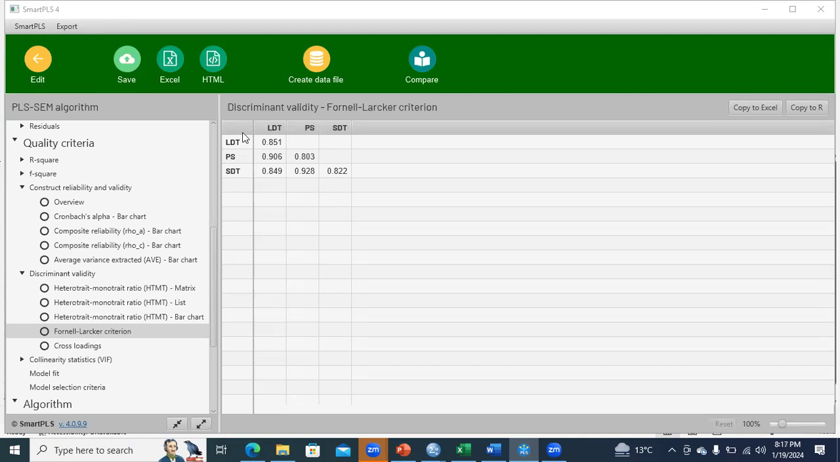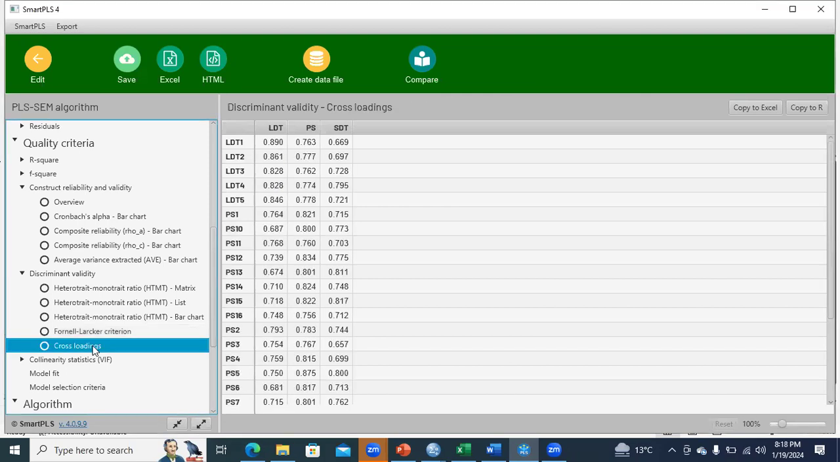Well, I was discussing different criteria of discriminant validity. In case of Fornell-Larcker criteria, you need to see that the values under the first value should be less than the first value. So here the second value is greater than the first value. So we can say that using the Fornell-Larcker criteria, the discriminant validity is not established over here. In the same way, there is a third criterion of discriminant validity, which is the cross-loading procedure.